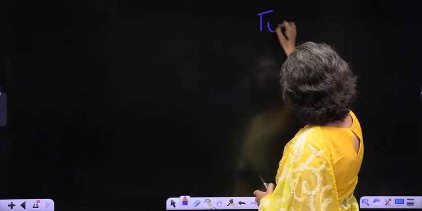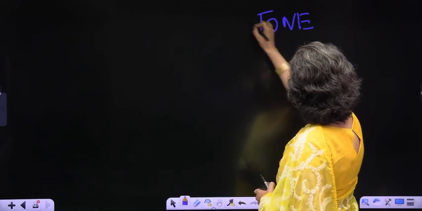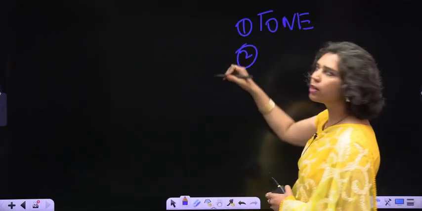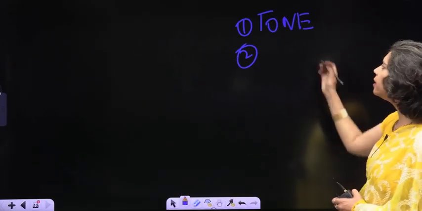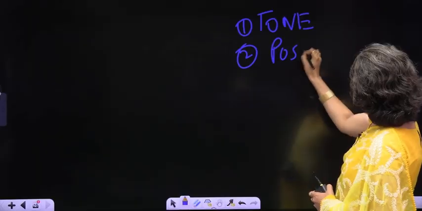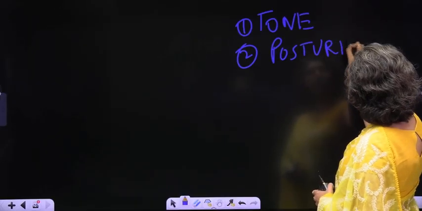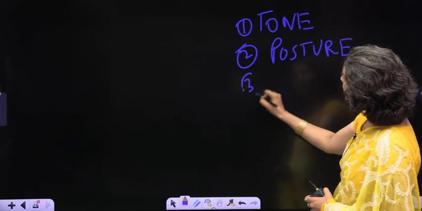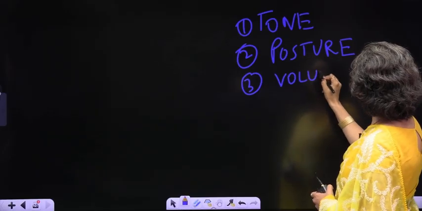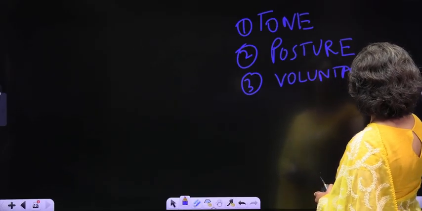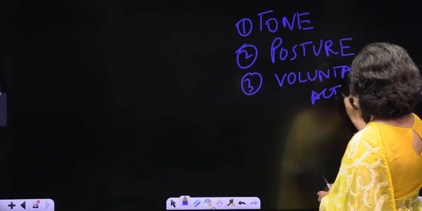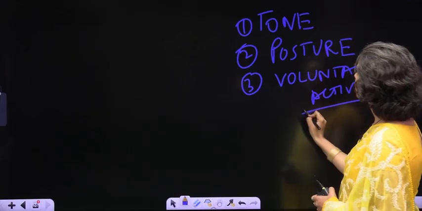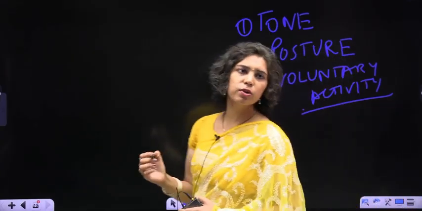So that was about the stretch reflex. Now what is the importance of the stretch reflex? Why are we studying this reflex? Mainly it helps in the maintenance of muscle tone, because the fibers undergo contraction, so the muscle tone is maintained, and if the muscle tone is maintained, there is maintenance of posture, and third, it has a role during day-to-day voluntary activities also. So these are the three important roles of the stretch reflex.